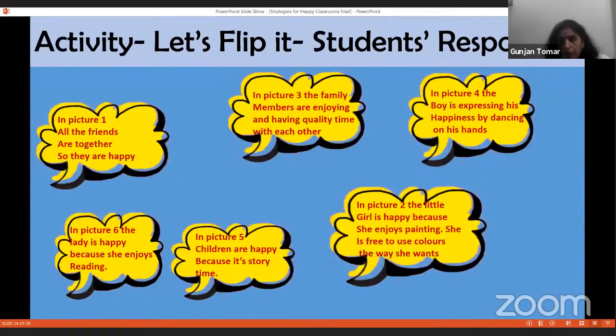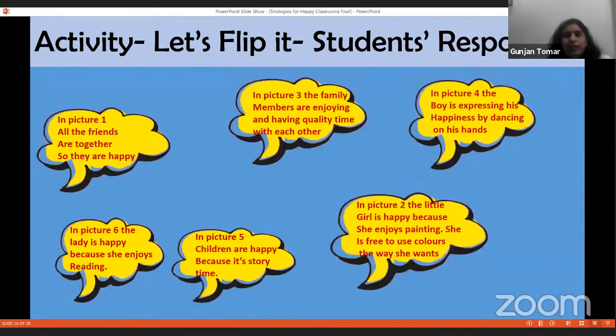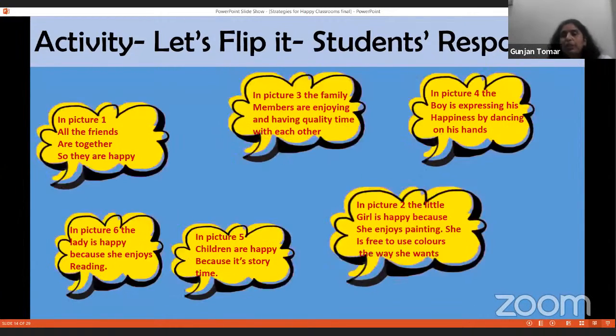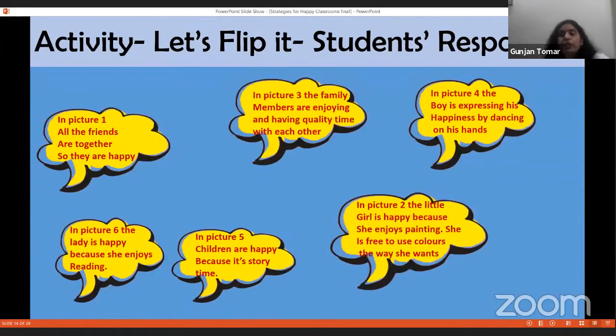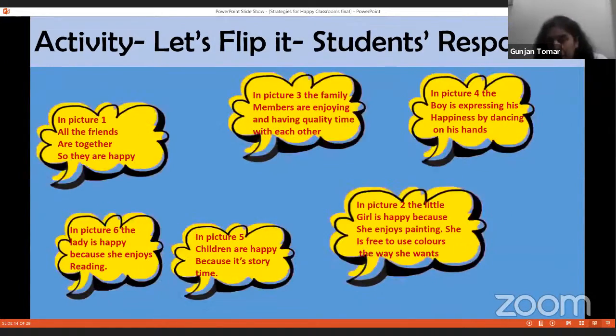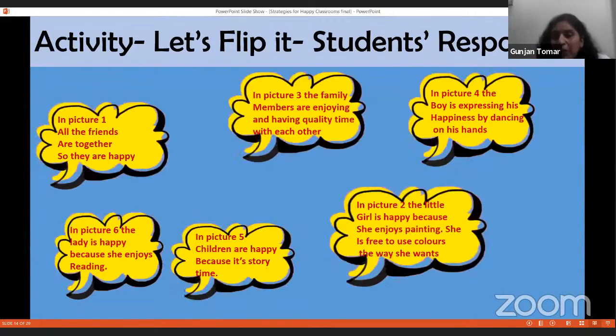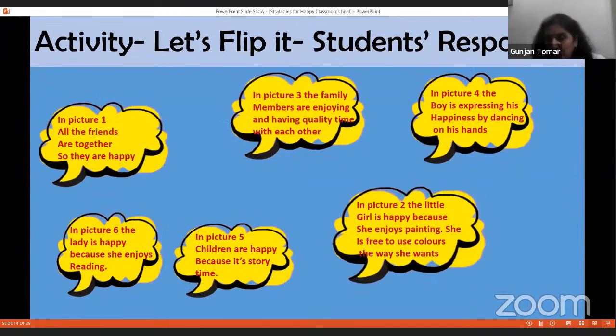Then I told them, let me tell you one thing. What I told you was that I had picked these pictures very thoughtfully, but they were not thoughtfully picked. These were random pictures from the internet that I had collected. Because I conditioned your mind that these are happy pictures, you started finding happiness in them.